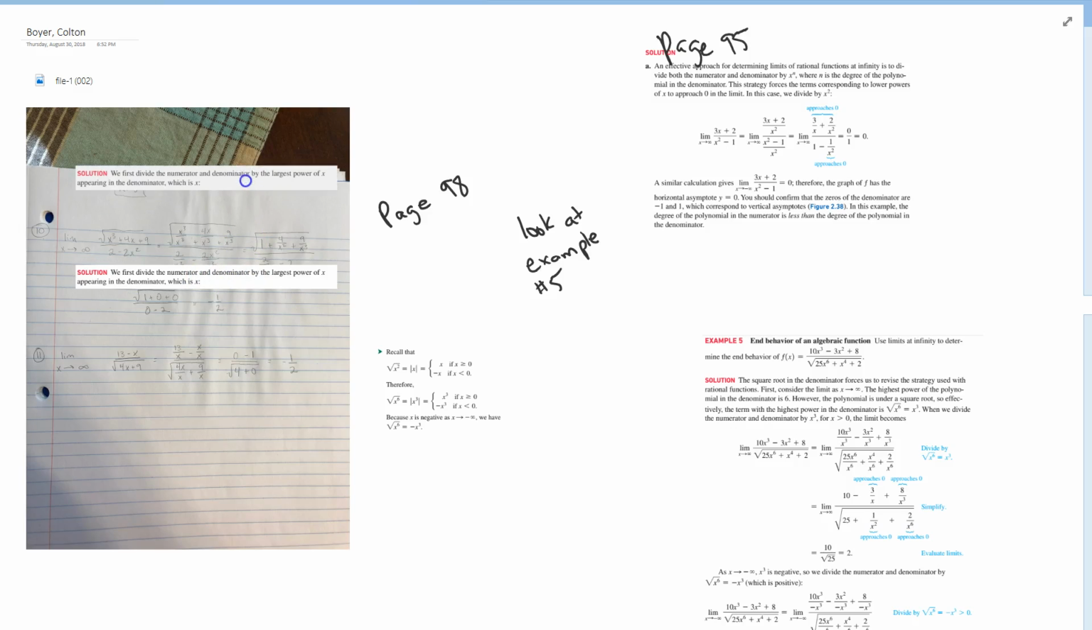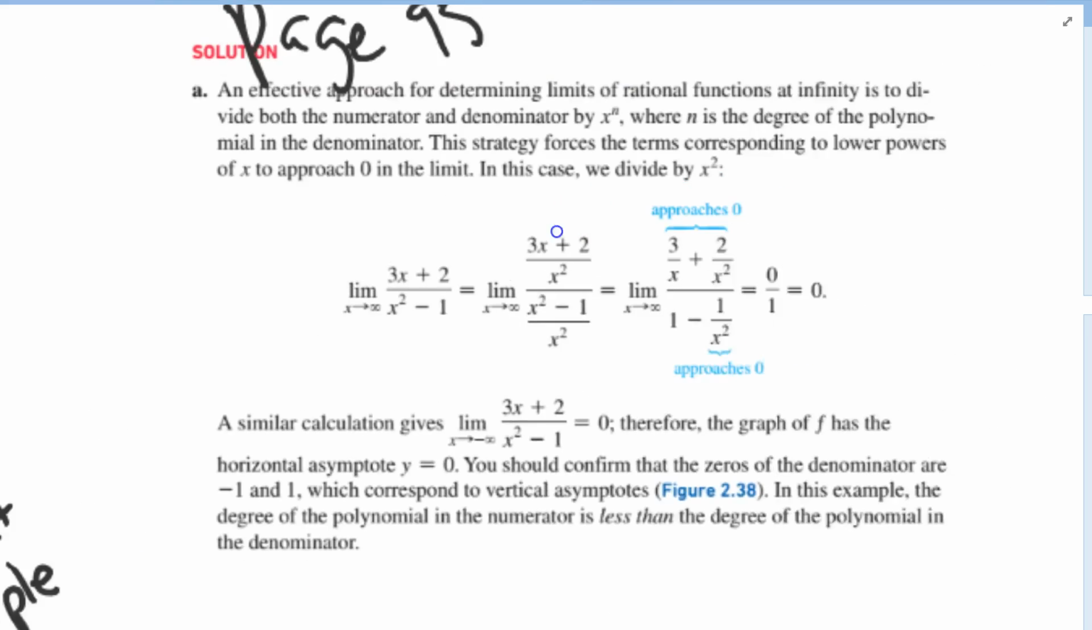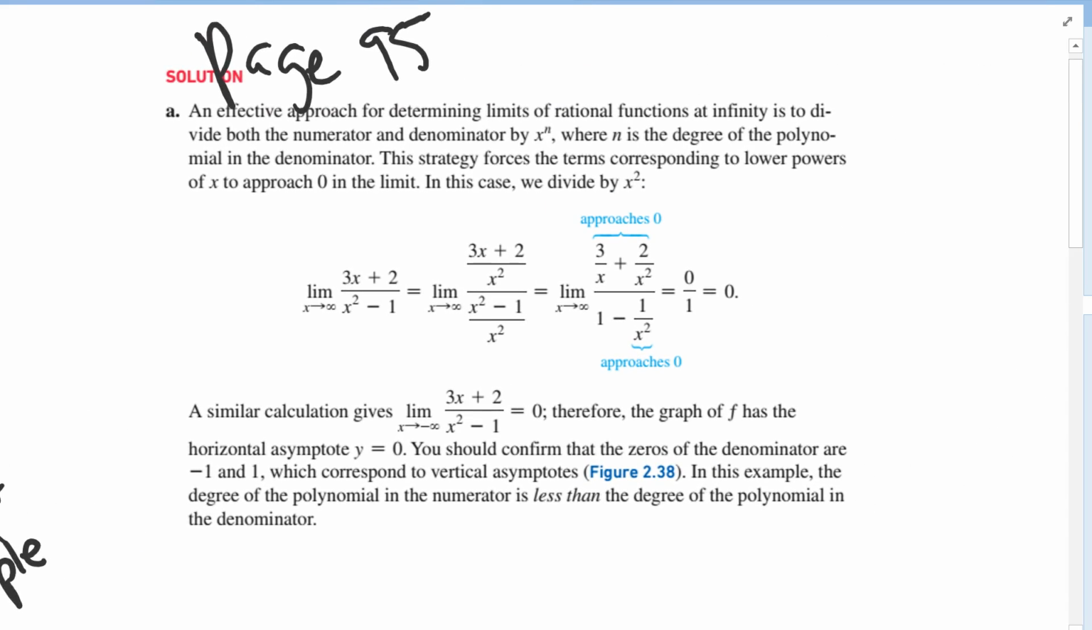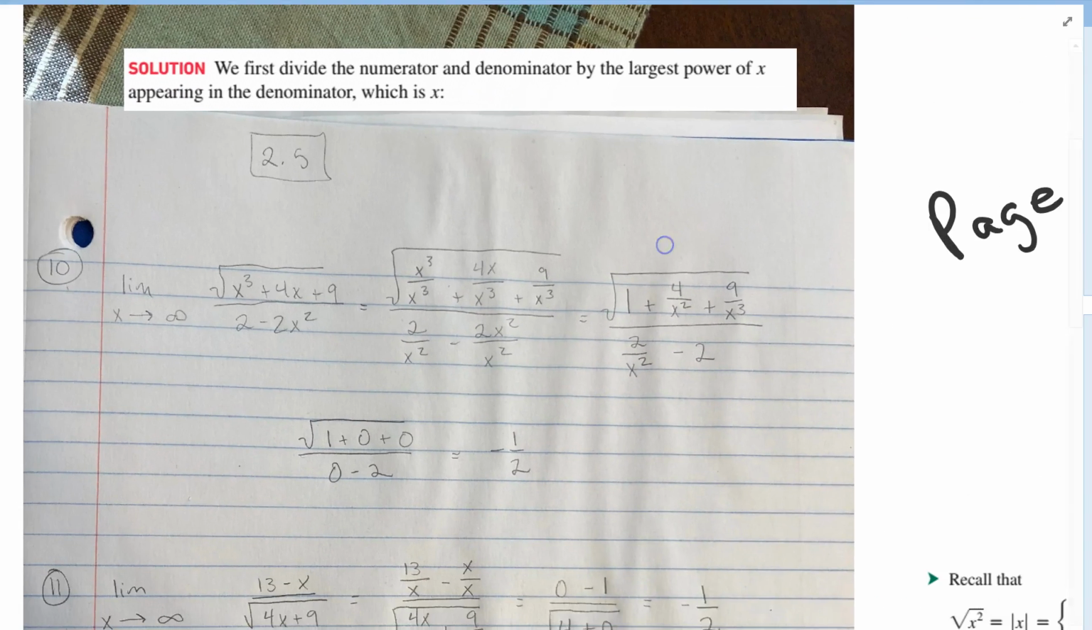Looking at these two examples, we want to first go back to page 95 in the book and look at the approach for determining limits of a rational function. What you want to do is take the highest power of x in the denominator and divide top and bottom by that highest power of x. When you divide top and bottom by the same thing, you're really just multiplying by 1, so it doesn't change the limit. So let's look at your first approach here.